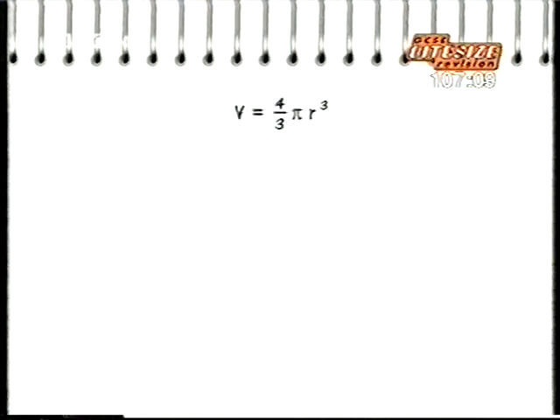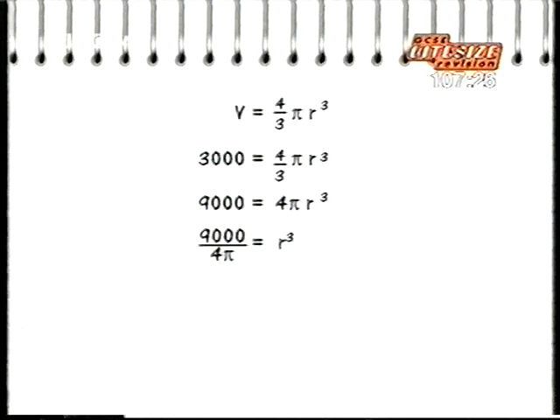So, to find r, if the volume v equals 3,000, the equation becomes 3,000 equals 4/3 pi r cubed. Multiply both sides by 3 to give 9,000 equals 4 pi r cubed. Divide both sides by 4 pi, gives 9,000 over 4 pi equals r cubed. So r is the cube root of 9,000 over 4 pi. You'll need your scientific calculator to find this cube root, and to get the answer, 8.947.